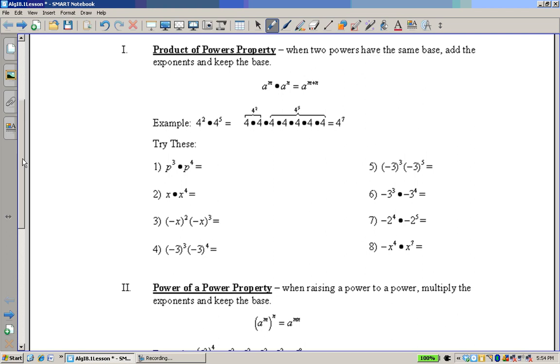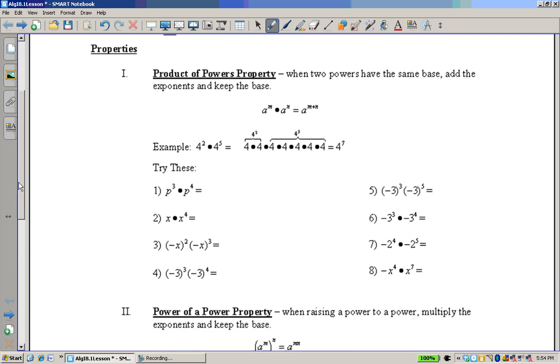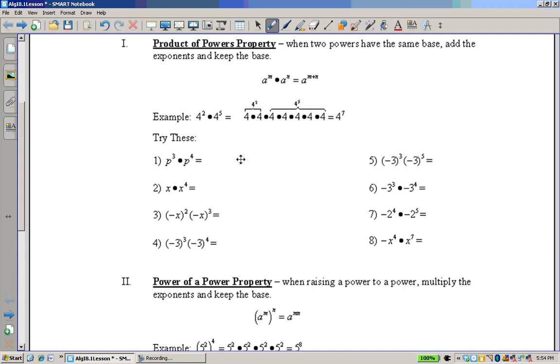Now, first we're going to look at multiplication properties of exponents. There are several ways you can think of this. Number one, remember that p to the third power means there are 1, 2, 3 p's, times p to the fourth power, so that's 1, 2, 3, 4 p's. So I have 1, 2, 3, 4, 5, 6, 7, so that is p to the seventh power.